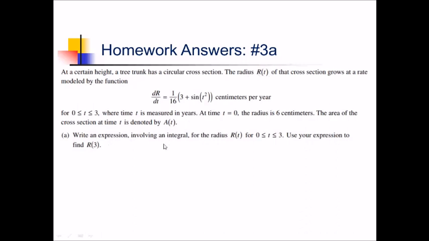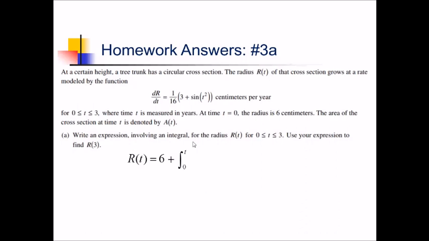So for part A, we want an expression with an integral for the radius R of t between time 0 and 3, and then we want to use that to find R of 3. All right, well, if I want the radius at any time, I need to take into account my starting radius, which was 6, and I'm going to have to add the integral of the rate of change of the radius, dr over dt, or r prime of t, from 0 to, well, whenever I want to find out for the time here.